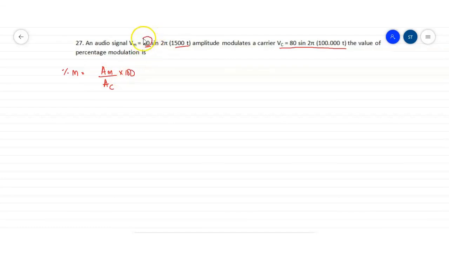Here this wave is getting amplitude or Am. So Am will be 20 here and Ac, carrier wave amplitude, will be 80. Just substitute the values here. So this will be 20 upon 80 into 100. So this will be 4 times, this will be 25 times. So percentage of modulation in this case will be 25%. This will be the solution for this question. Thank you.